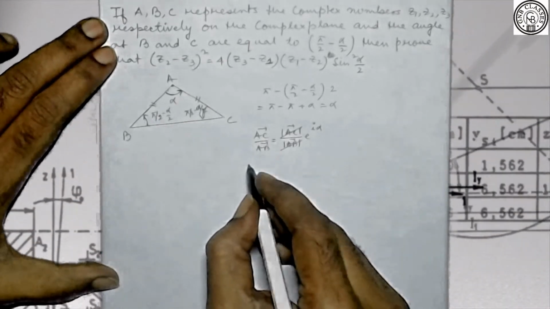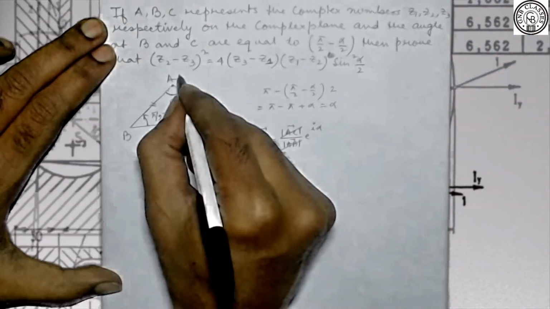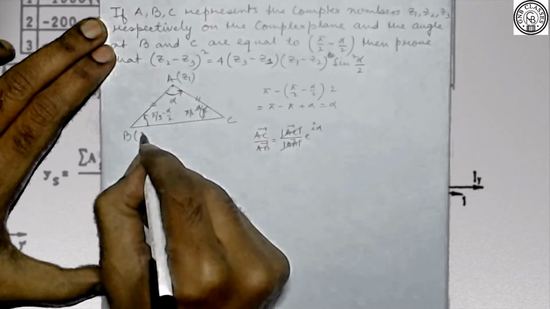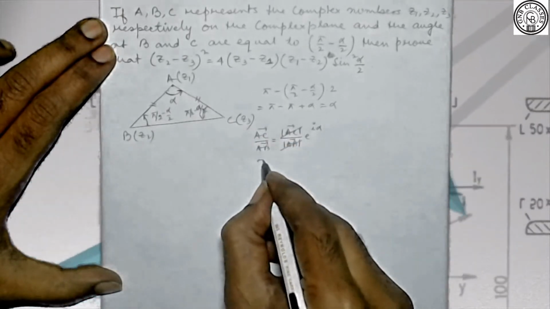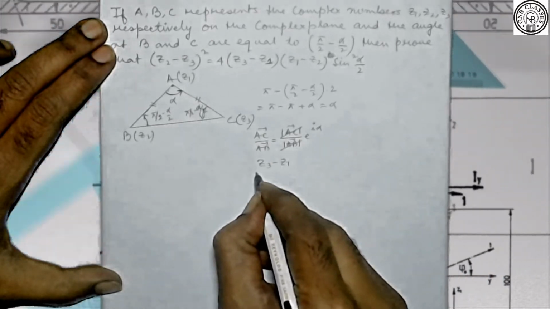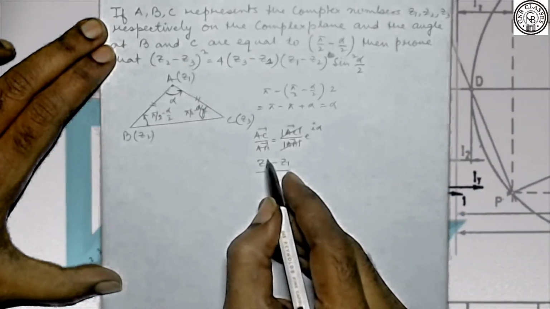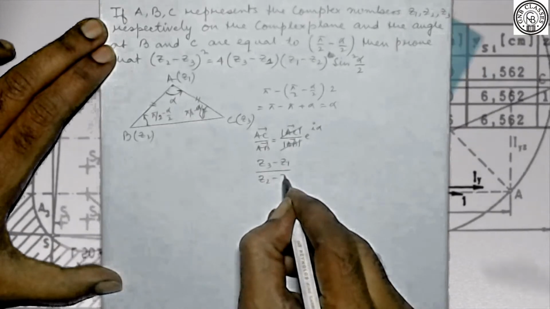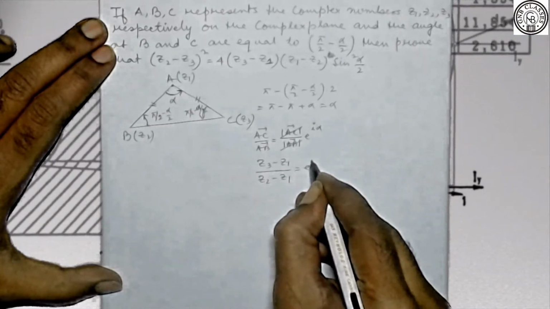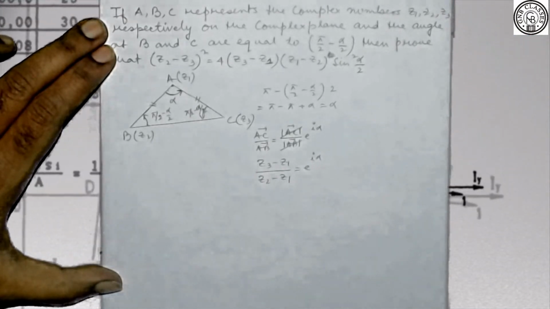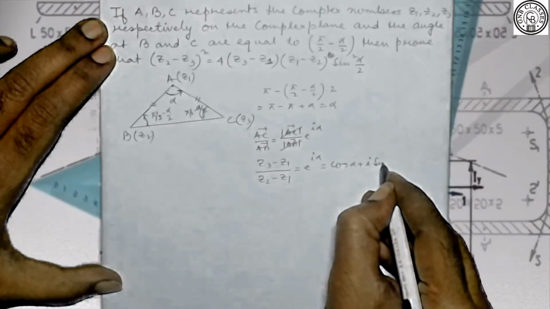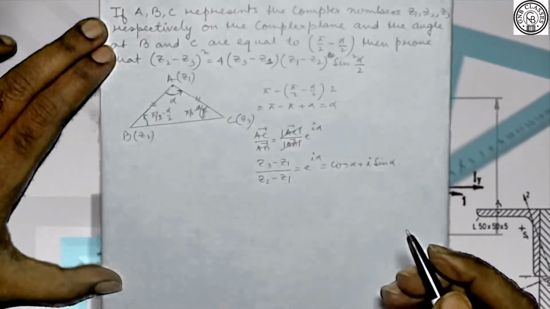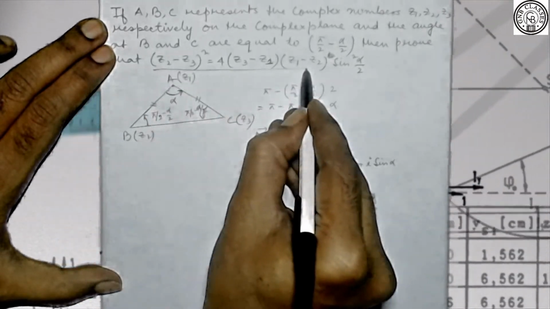AC vector can be written as, these are the complex numbers Z1, Z2, Z3 respectively. Therefore, AC vector by AB vector is (Z3 minus Z1) by (Z2 minus Z1) equals e to the power iota alpha, which is cos alpha plus iota sin alpha. Okay. Now, we have to prove this.